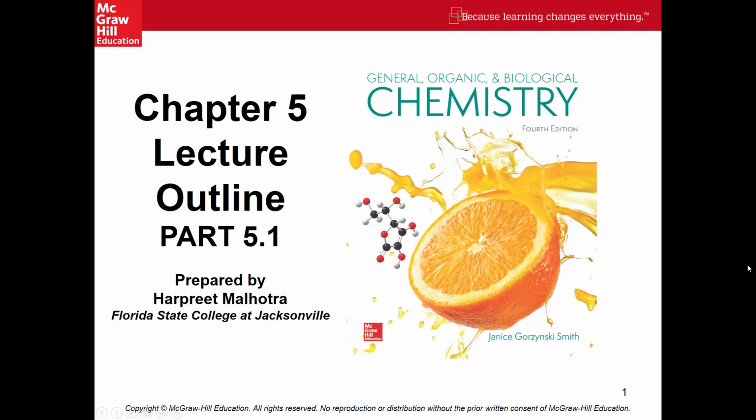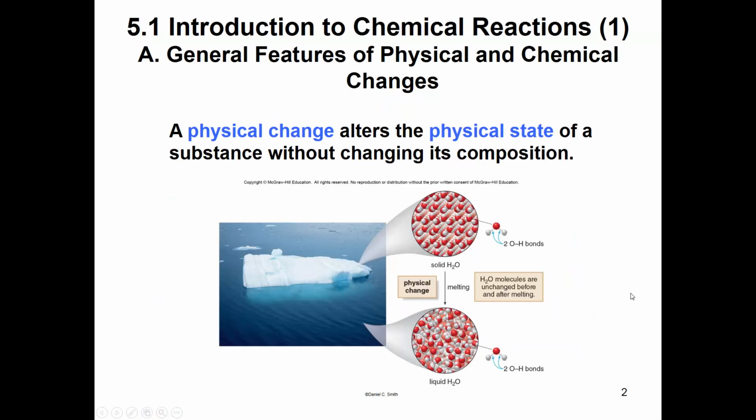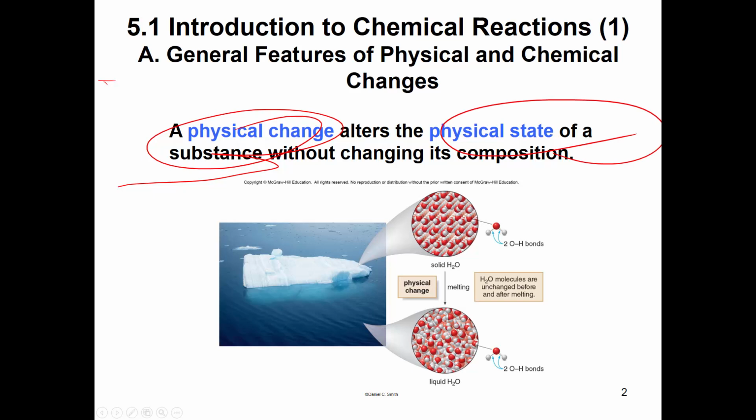In part 5.1, we're going to look at chemical reactions, and this is just an introduction here in this first part. So, a physical change is something that's going to alter the physical state of something, and so that means that it's not changing what it actually is or its composition, it's just changing how you find it.